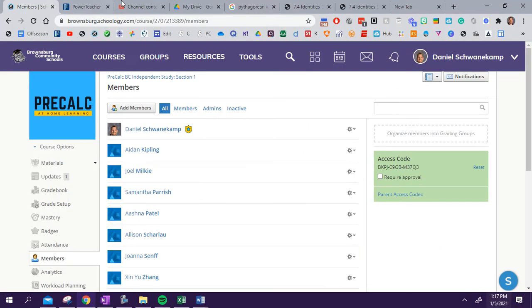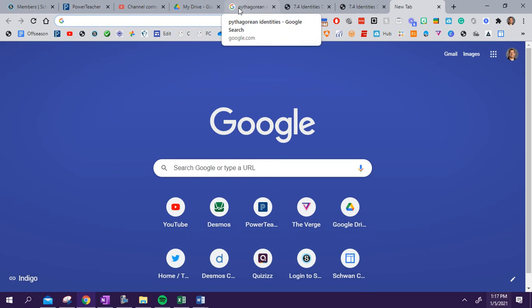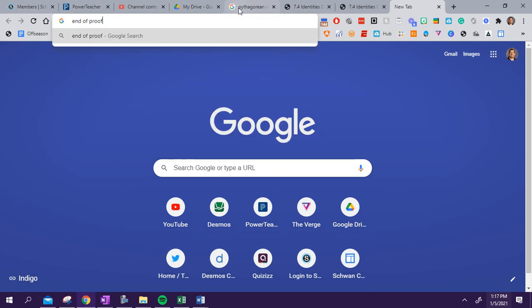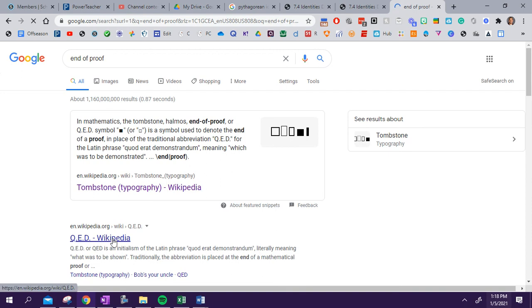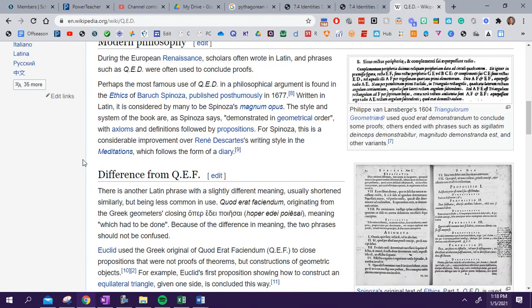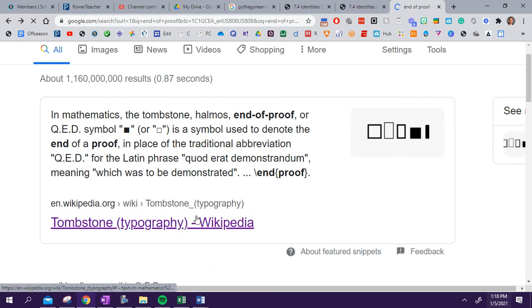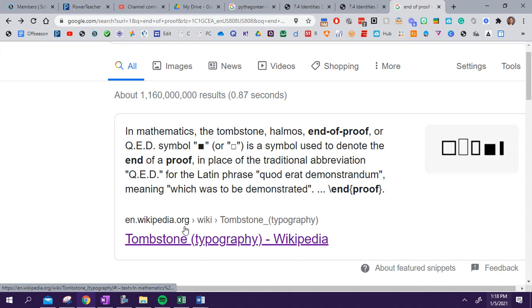Here, let's just type it in. End of proof. Type in end of proof. We'll go to Wikipedia. Boom, there it is. Oh, this is different than the one I got last time. They see I'm getting all different ones. Here's this one. On the top here, this is, yeah, there we go, tombstone. Okay, that's the one I meant to click on.